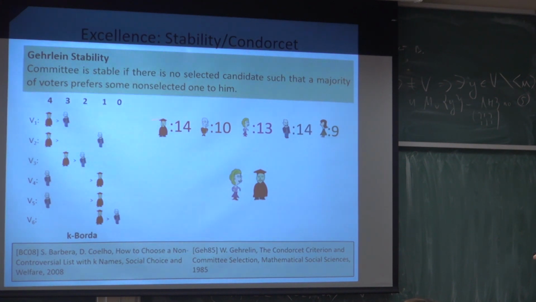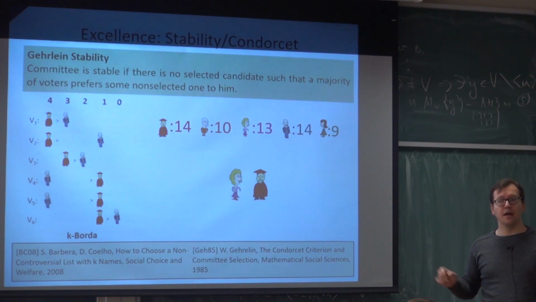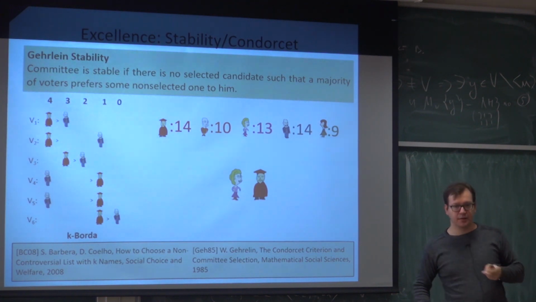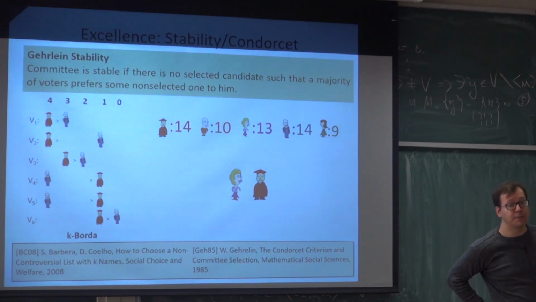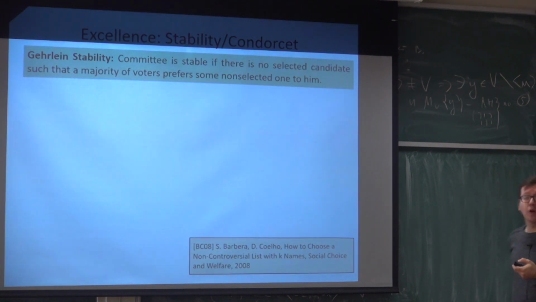But if we simply used the K-Borda committee, we would not succeed. Majorities would be against some of the candidates. So Gerlain stability claims that this cannot be the case, that there would be no majority that can actually object to some member of the committee being elected. Okay, so how can we satisfy this?